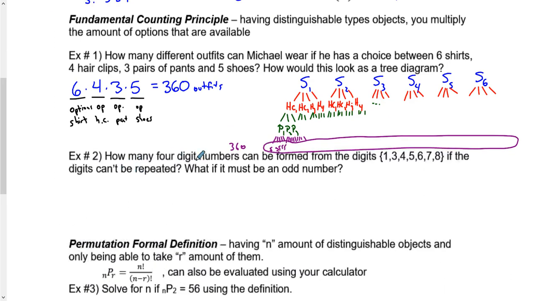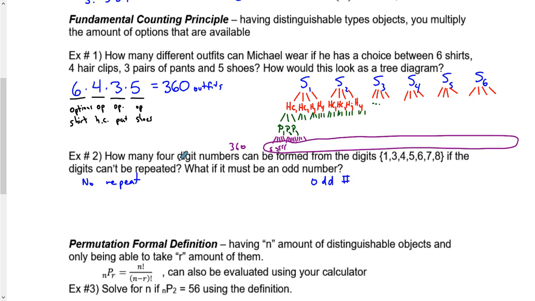So let's look at this. How many 4-digit numbers can be formed using digits 1, 3, 4, 5, 6, 7, 8? If the digits can't be repeated. Or what about if it has to be an odd number? So this actually has 2 questions in it. So no repeat. And what about if it has to be an odd number?